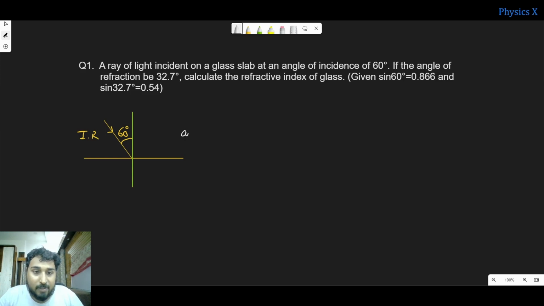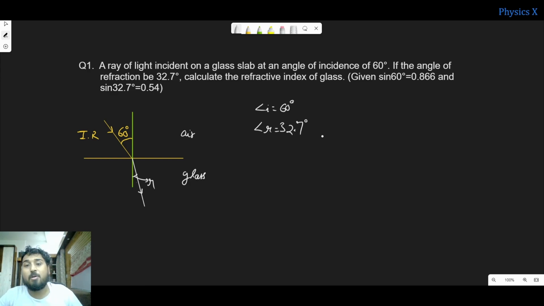This is your air and this is your glass. So this is your denser medium. Obviously, if we roughly draw the ray diagram, this is going to bend towards the normal, and this is your angle of refraction, right? He is telling us that angle i is equal to 60 degrees and angle r is equal to 32.7 degrees.